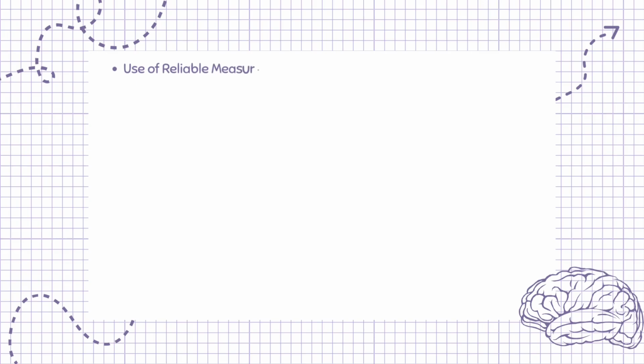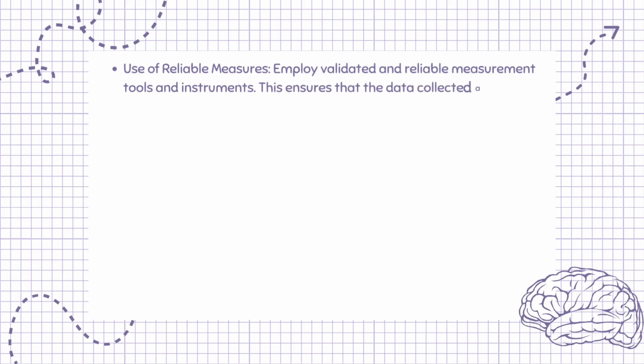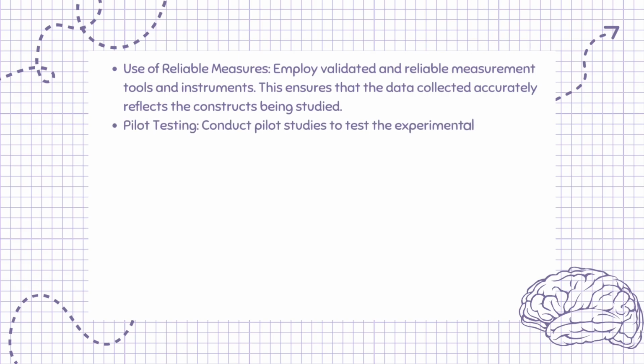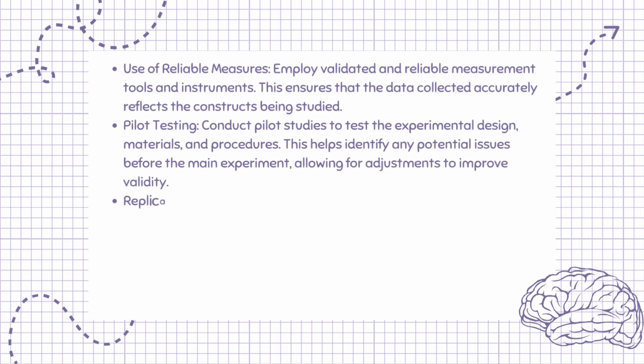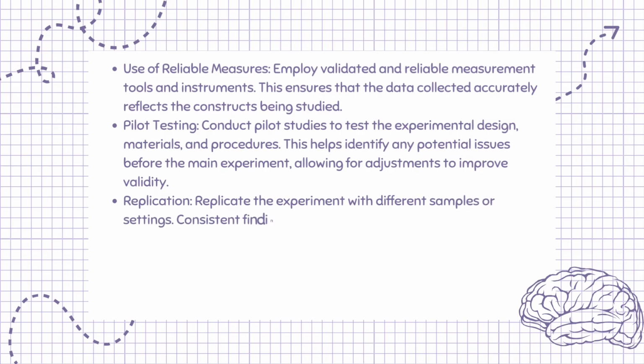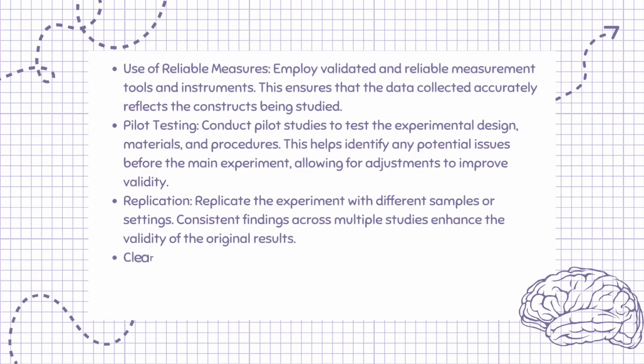Use of reliable measures. Employ validated and reliable measurement tools and instruments. This ensures that the data collected accurately reflects the constructs being studied. Pilot testing. Conduct pilot studies to test the experimental design, materials, and procedures. This helps identify any potential issues before the main experiment, allowing for adjustments to improve validity. Replication. Replicate the experiment with different samples or settings. Consistent findings across multiple studies enhance the validity of the original results.